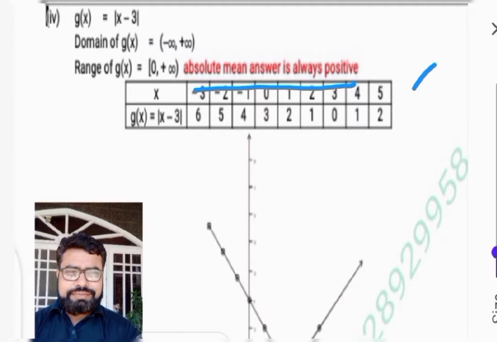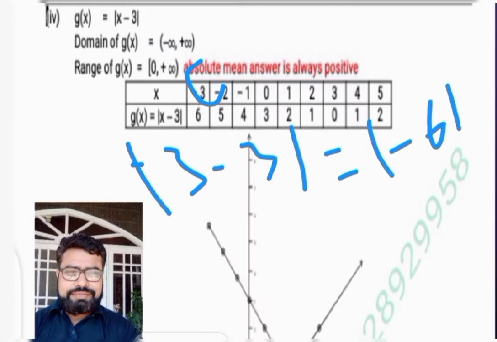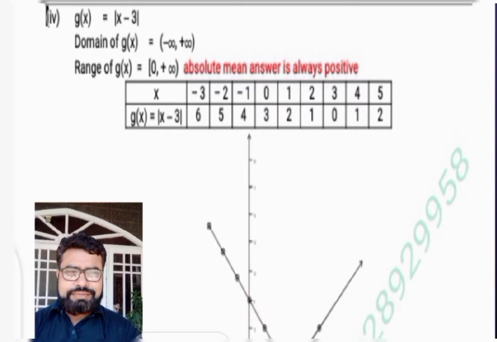So these are the domain and these are the range. If we put the value of x as -3, here -3 gives -6, and absolute of -6 is 6. As I've told you, absolute makes every value positive. So absolute of -6 is 6. If we put -2 here, -2 -3 is -5, and absolute of -5 is 5.